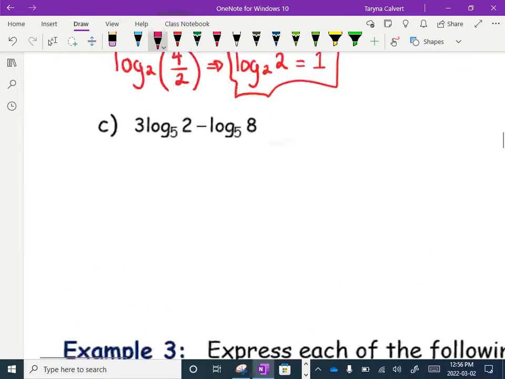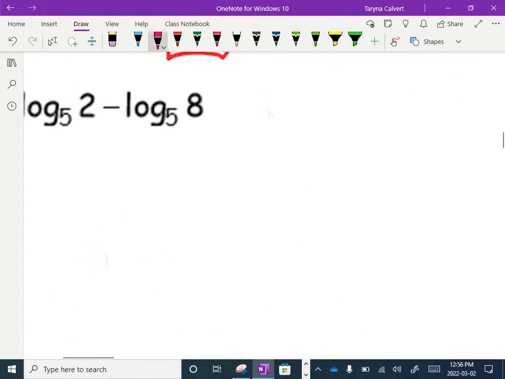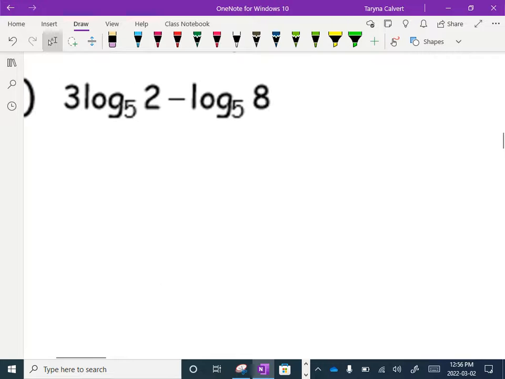So go ahead, finish the last 2, and then I'll do a couple with you in example 3 just to make sure variables don't freak you out.